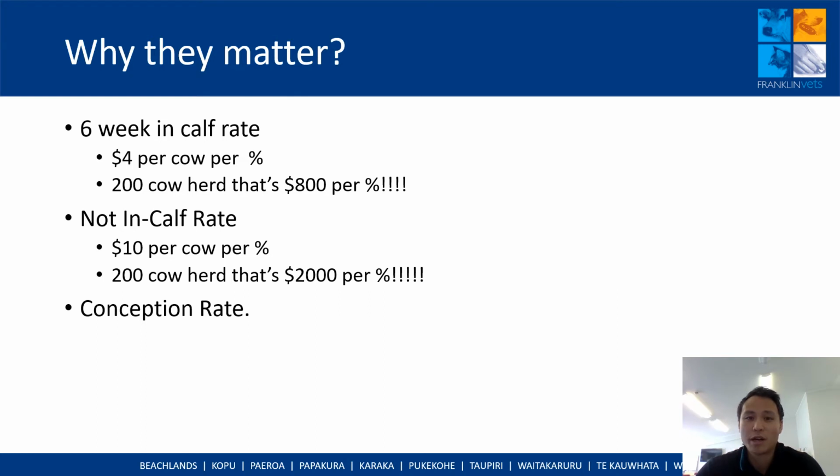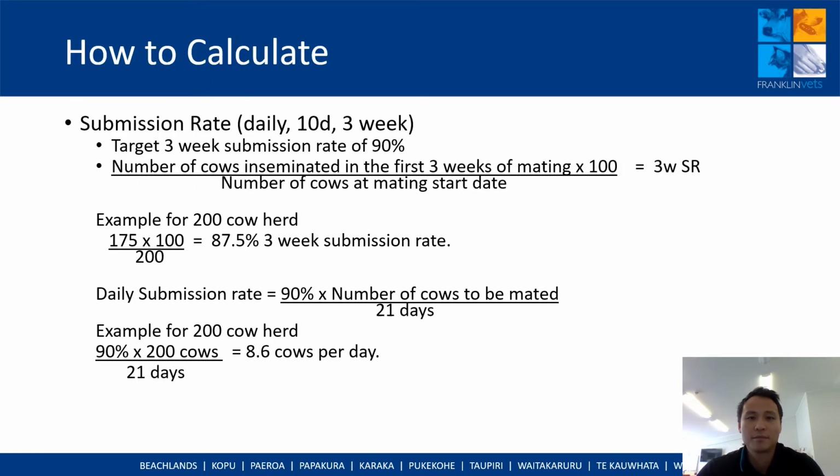So this is why knowing our submission rate and knowing our non-return rate early are key, as this allows us to be proactive and take action if things aren't going as well as they should. Most of you will already know how to calculate these, but for those who don't, I'll go through a quick run through on how to calculate your 3-week submission rate and your target daily submission rate.